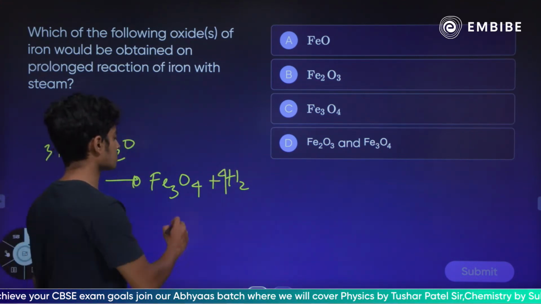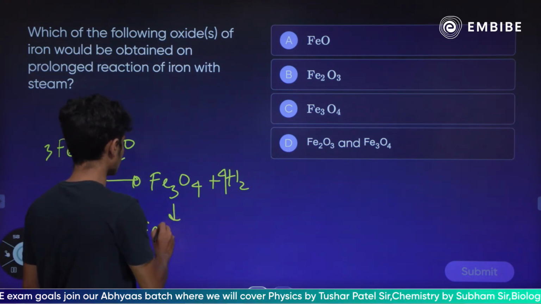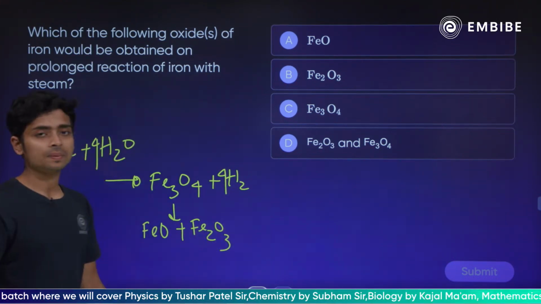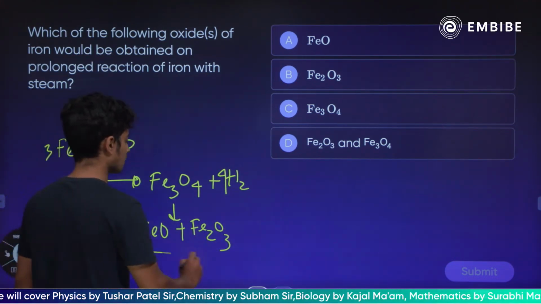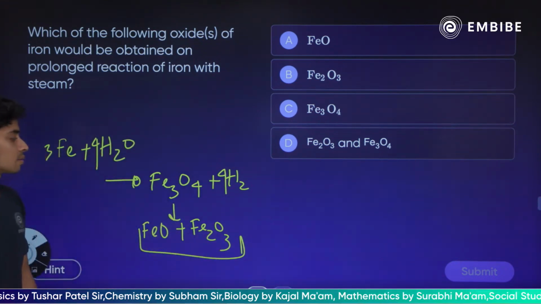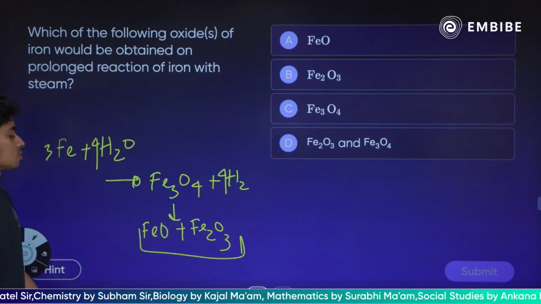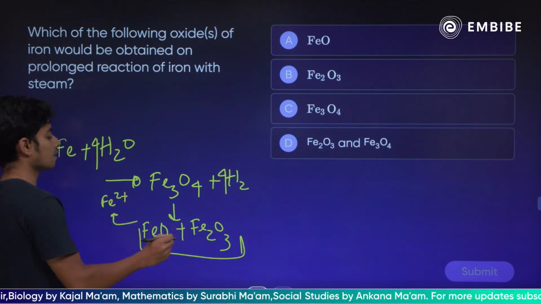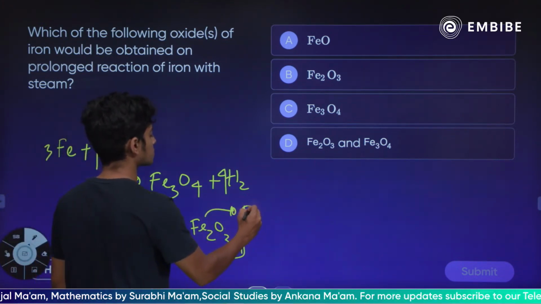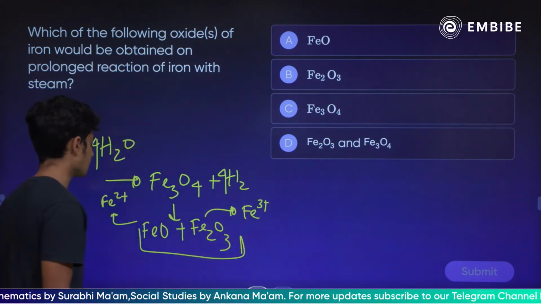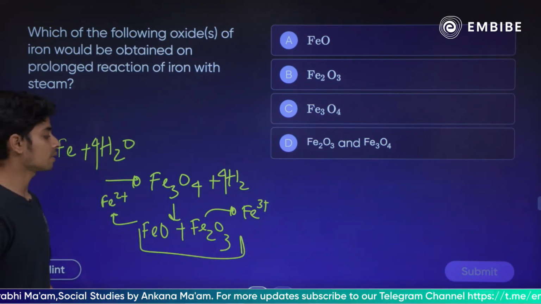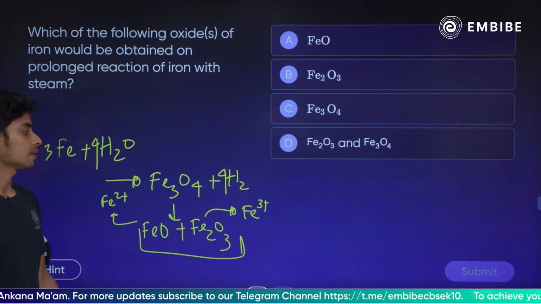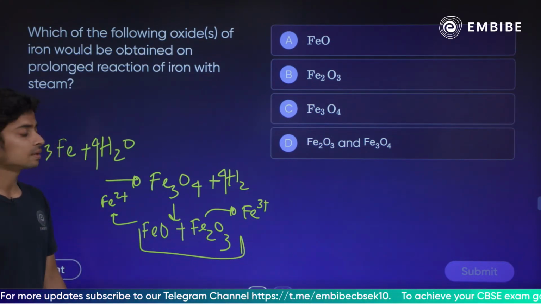So Fe3O4 is a mixed oxide of FeO plus Fe2O3. Basically, if you add up FeO and Fe2O3, you will get Fe3O4. Just add it, you should get 3 atoms of iron, 4 atoms of oxygen. In FeO, iron has a +2 charge, Fe2+, and in Fe2O3, iron has a +3 charge. Thus the valency of iron in Fe2+ is 2, and the valency of iron in Fe3+ is 3. We learned it in 9th standard, atoms and molecules chapter. Valency of ions is the charge that they occupy.